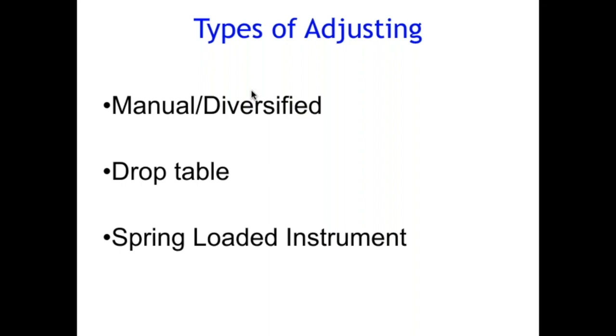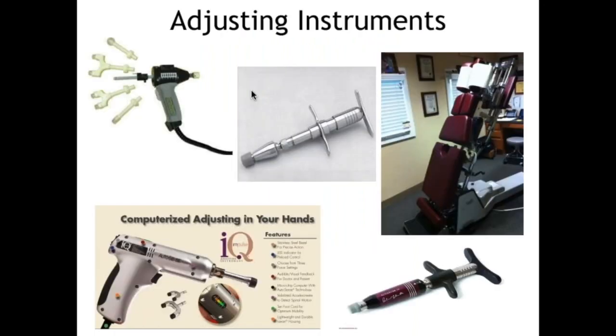So we can use different types of adjusting with our hands. Manual, diversified, we can use our drop table, we can use those spring-loaded instruments. Here are some of those examples, just so you can remember. I'm not in front of you, so I can't go over the hands-on session right now with you, but I can at least explain this as much as I can, all right?